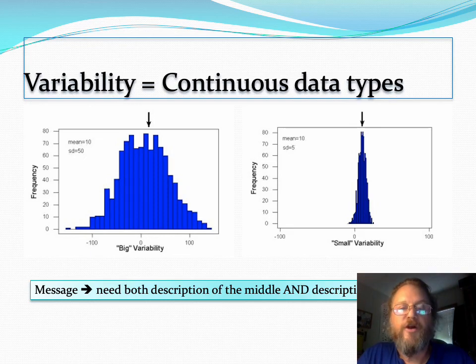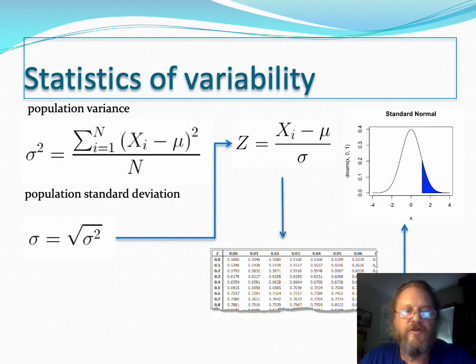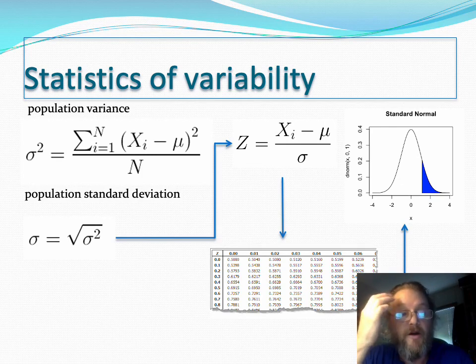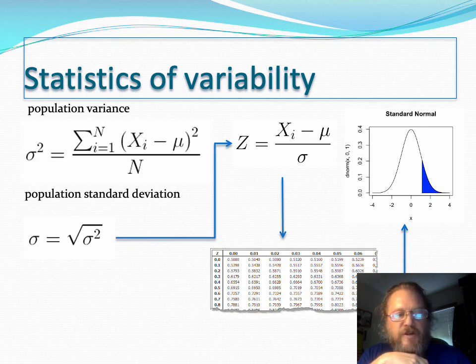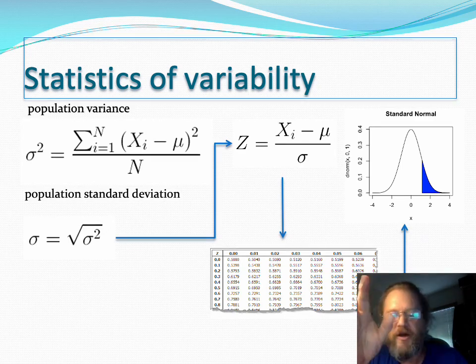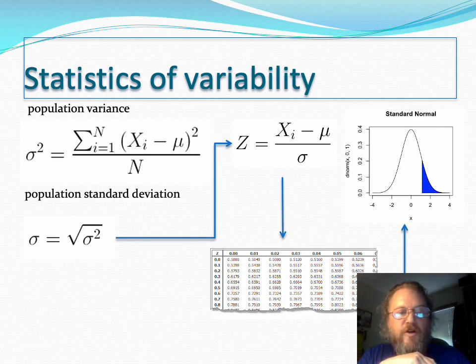They're different in their variability. So we want a way to quantify that. The statistics of variability are basically the variance. If you have the whole population, you would calculate the population mean, and for each observation, you subtract it off, square it, sum that up over all observations, and divide by the population size, and that's called the variance. If you take the square root of that, that's called the standard deviation.